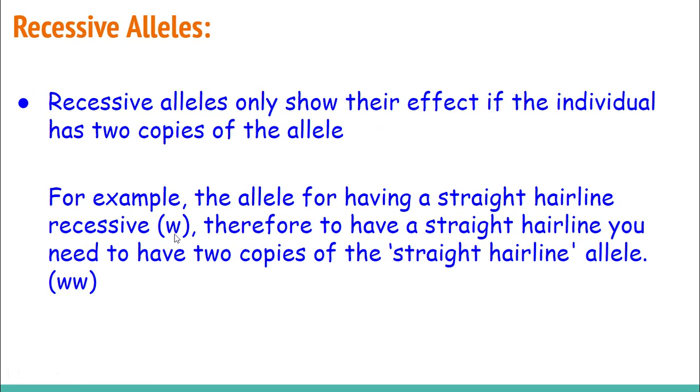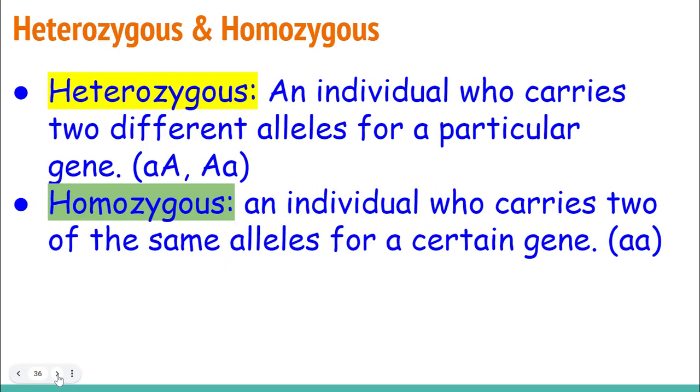Alleles are the letters that represent traits that you have on the inside. And remember, you get one copy from dad and one copy from mom. Heterozygous and homozygous. Heterozygous is an individual who carries two different alleles for a particular gene. We've given you an example here where we have a lowercase a and a capital A, or a capital A, lowercase a. So they are looking different.